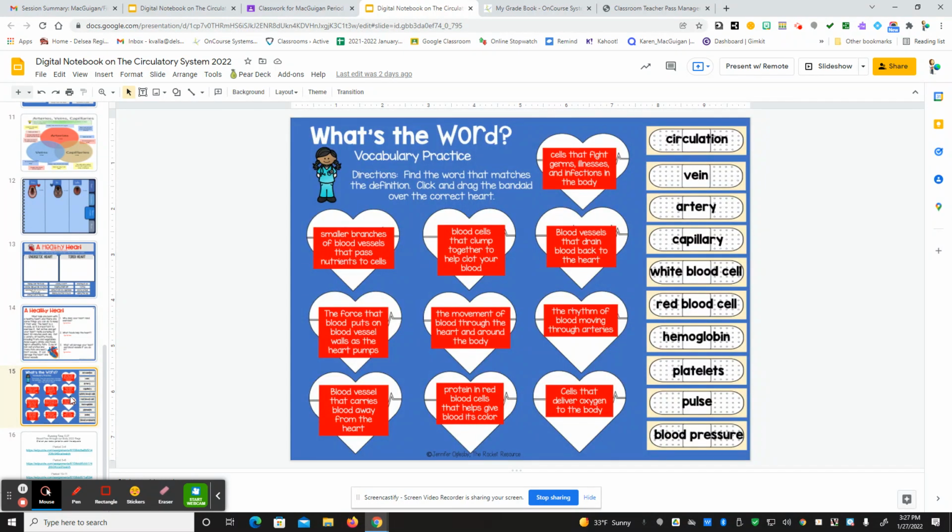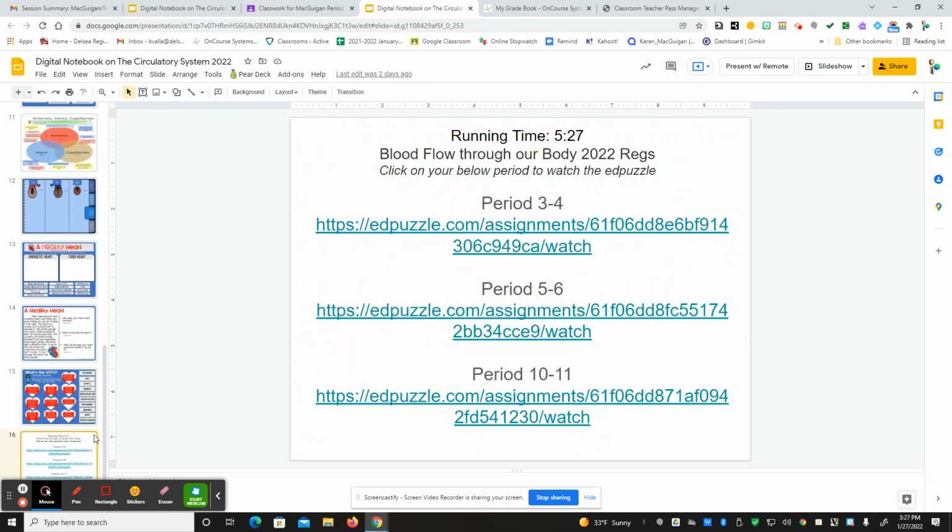Slide number 15 is a vocabulary slide. I like this one: you drag the Band-Aid over to the definition of the respective word. That's your last one. And then, of course, we have an Ed Puzzle that goes over blood flow through your body. I really liked it because it explained the difference in the color changes of your blood, from the dark crimson red to the bright red, and where that happens in your lungs, and then in your different body parts. It's pretty simple, about 5-6 minutes. If you're paying attention, there's no reason why you can't get a good score.